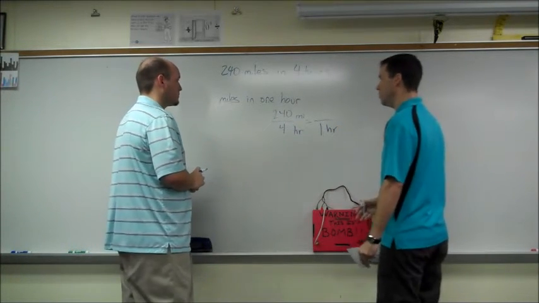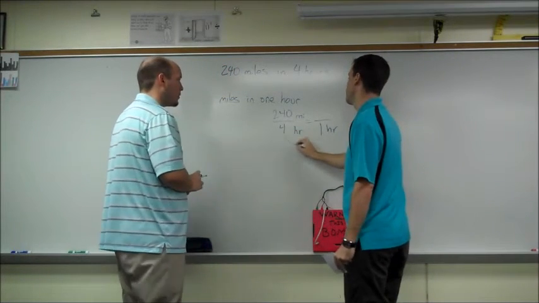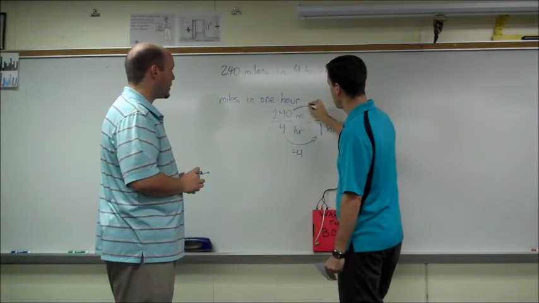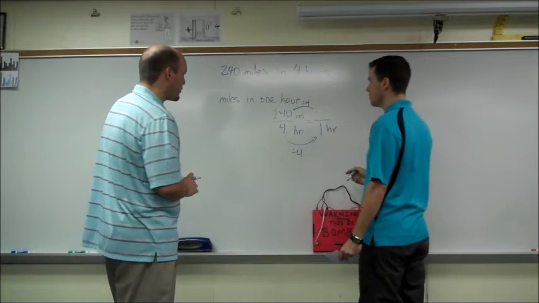So, what would you do? Well, how can I get from 4 to 1? I would have to divide by 4. And so in order to keep that equivalent, I would have to do the same thing on top. Divide by 4 on top, 240 divided by 4.